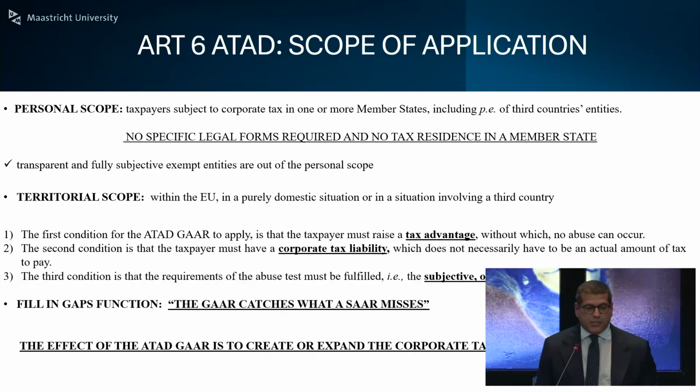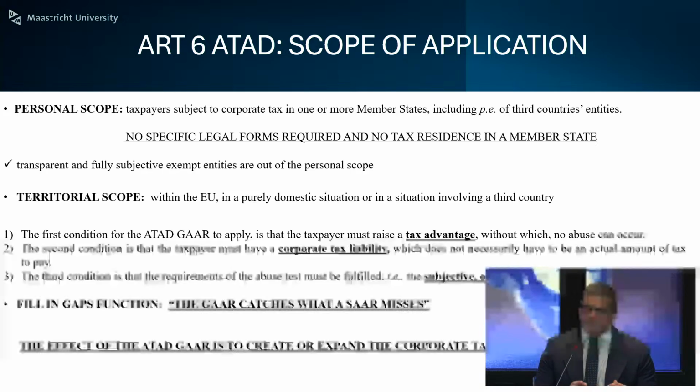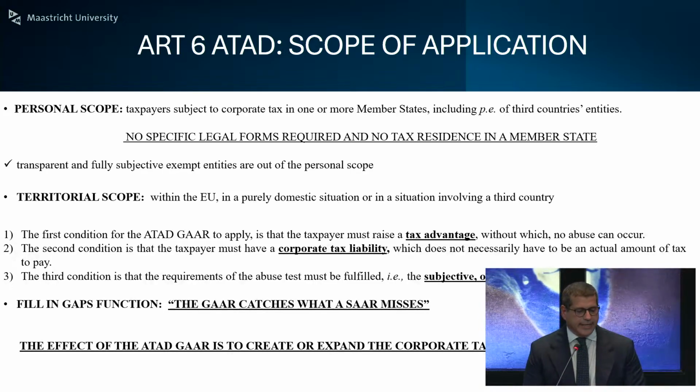As to the scope of application, the characteristic of Article 6 is that it applies to taxpayers which are subject to corporate tax in one or more member states, and Article 1 of the directive refers also to permanent establishments of entities resident in third countries. The particularity of Article 6, also in this case differently from the other corporate tax directives, is that the provision does not require the taxpayer to have a specific legal form and does not require that the entity must be tax resident in a member state.